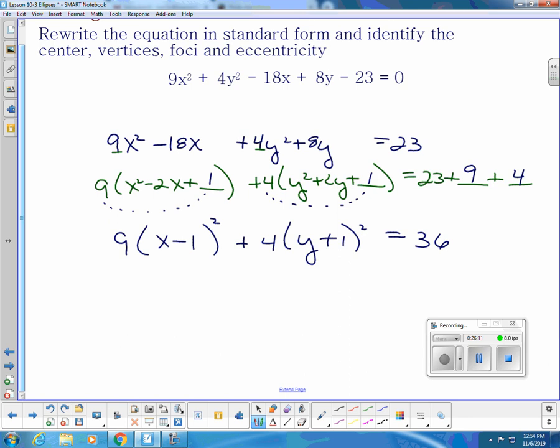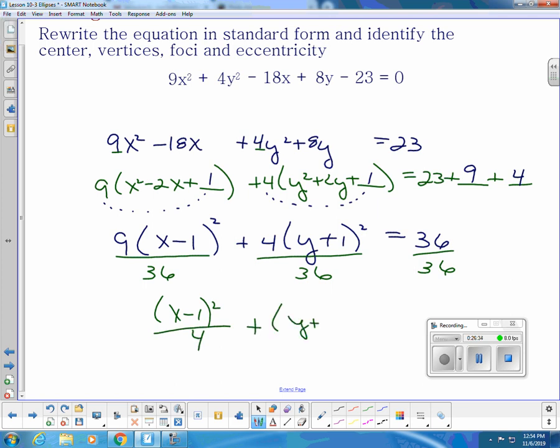So I can see what my center is, but we're not quite in standard form. Standard form, the right side has to equal a 1. So we're going to go through here and divide everything by 36. These don't have to divide nice and pretty like they are, but they do in this case. If they don't divide pretty, guys, you just might have a fraction on the bottom. Okay. And then you can state all the stuff about the ellipse.